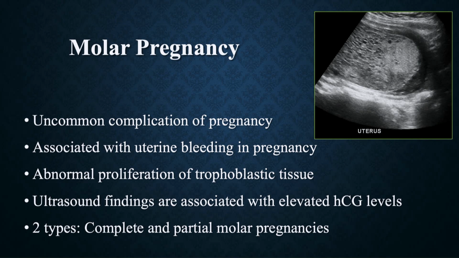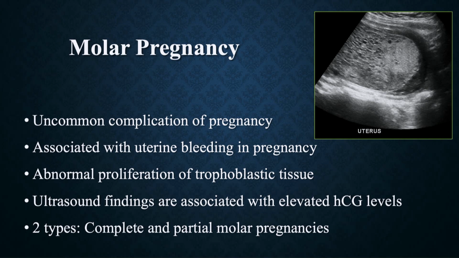So although uncommon, they are associated with uterine bleeding. And again, it's a pretty classic appearance of having this heterogeneous mass in an enlarged uterus. And this is related to the proliferation of trophoblastic tissue. And again, if you get an HCG level, I mean, they're usually sky high, right? They're way out of proportion to the dates, way out of proportion to what you're seeing on your scan. So that's always very, very helpful to know what the HCG titers are.